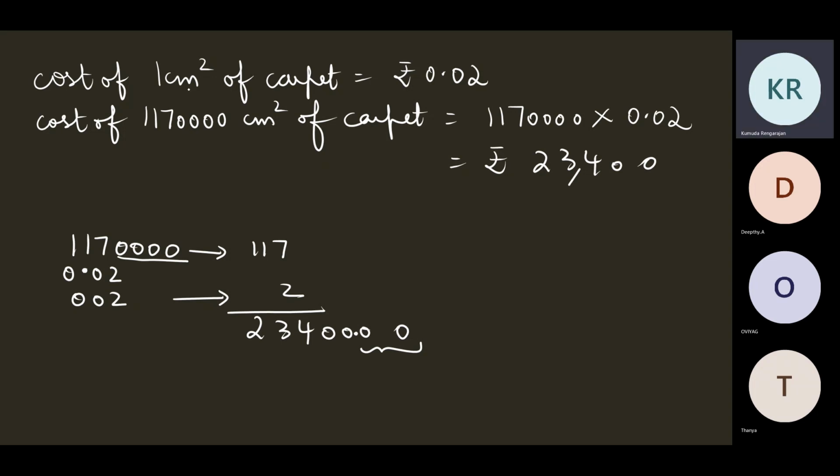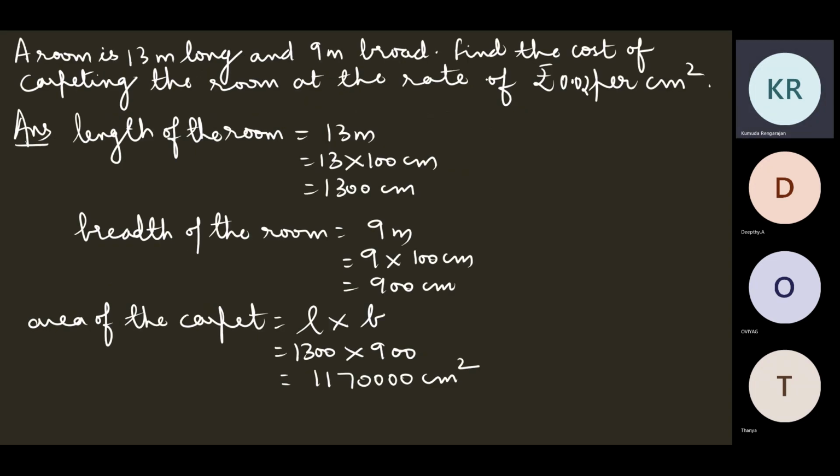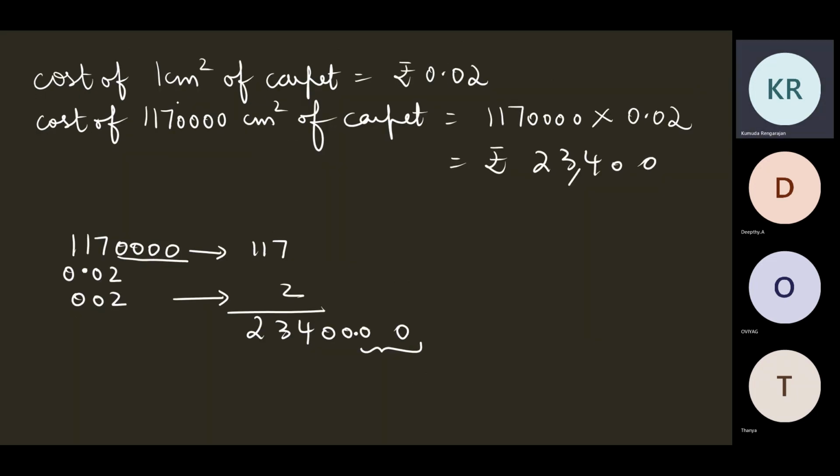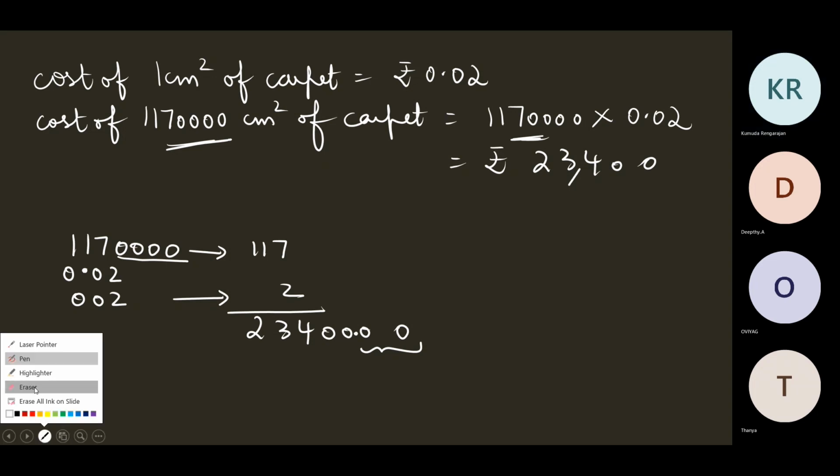So the cost of 1 centimeter square of carpet is 0.02. But the area of the carpet is 11,70,000. So for one centimeter square, 0.02. So for so many centimeter square, it will be 1,17,000 into 0.02, which is 23,400.